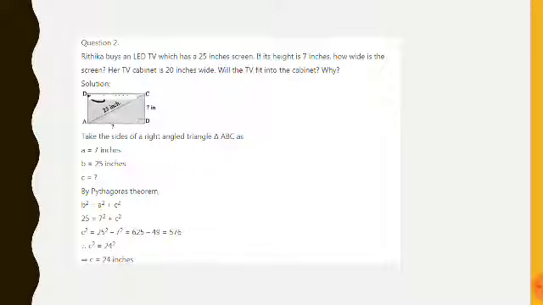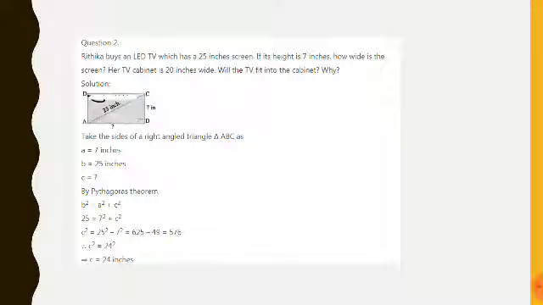In a triangle, draw a diagonal, splitting it into two equal right angle triangles. A is equal to 7 and B is equal to 25, and we have to find the value of C. In the Pythagorean triplet, B square is equal to A square plus C square. So 25 square is equal to 7 square plus C square.